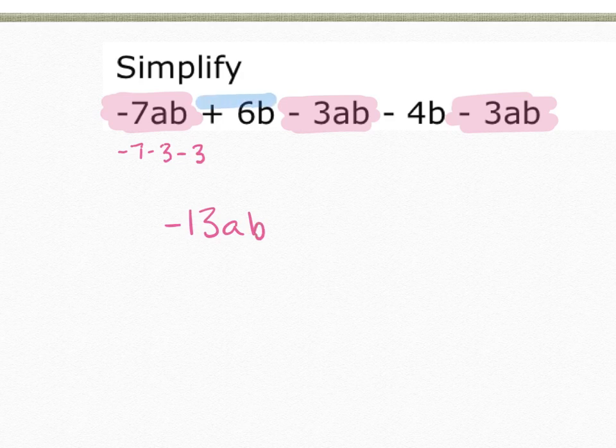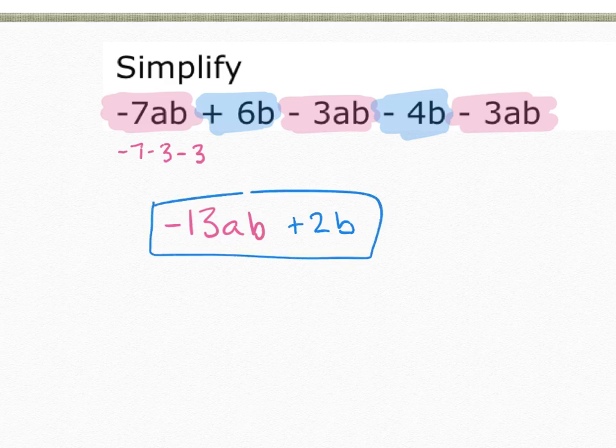Next, we move to our next term. So we have plus 6b minus 4b. What do we get when we combine these two? Plus 2b. So our answer is negative 13ab plus 2b.